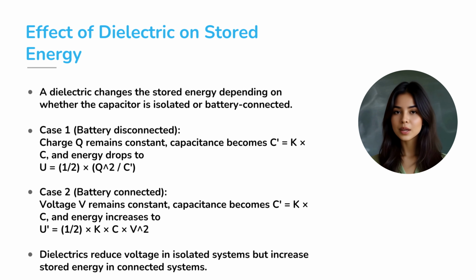Case 2, the capacitor remains connected to the battery, so voltage V remains constant. Here, energy becomes U equals 1/2 multiplied by K multiplied by C multiplied by V squared, and energy increases. So, dielectrics behave differently based on whether voltage or charge is fixed. This principle is used in designing capacitors for sensors, filters, and even touchscreen devices.